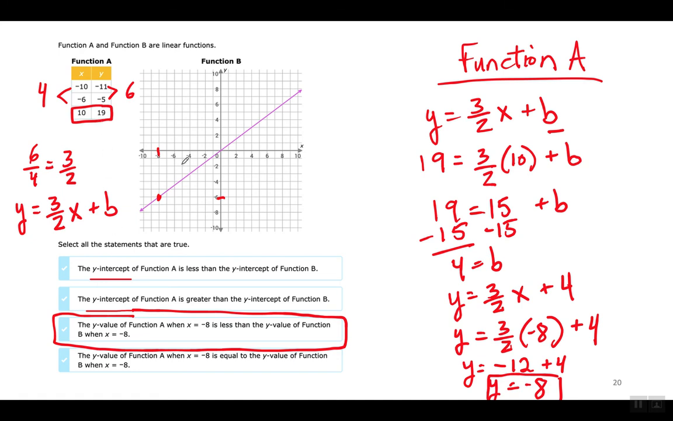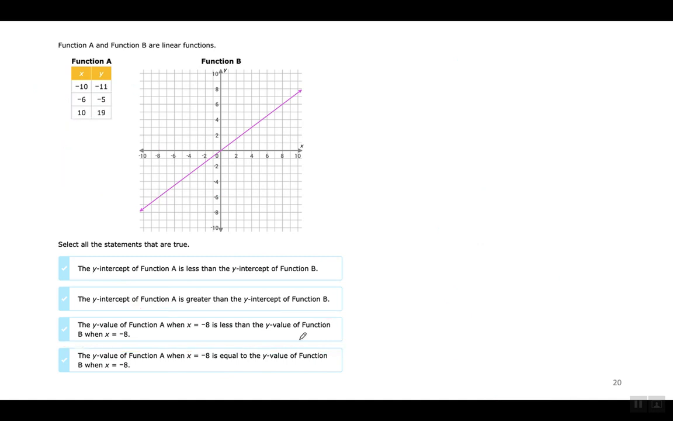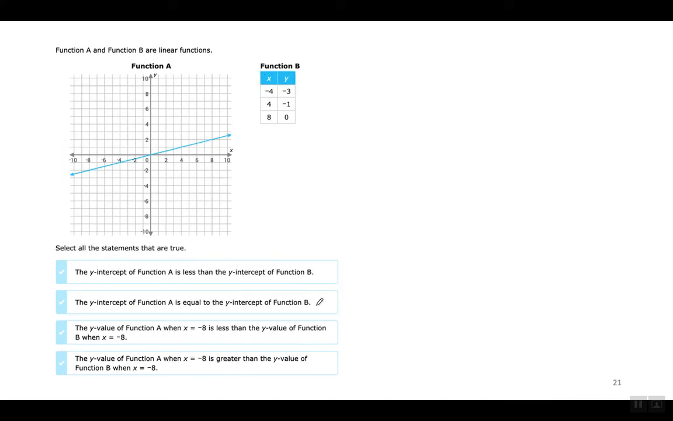En la función a, cuando x es igual a negativo 8, y es igual a negativo 8. Y en la función b, cuando x es igual a negativo 8, y es igual a negativo 6. Así que el valor de y en función a, cuando x es igual a negativo 8, es menos que el valor de y en función b, cuando x es igual a negativo 8. Alright, last one, el último ejemplo.